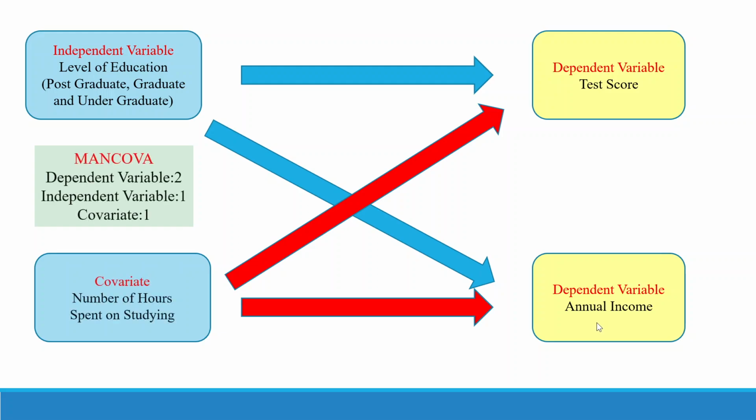The next is MANCOVA. Two dependent variables, one independent variable, and one covariate. The covariate is the term whose effect we want to control. So now what will be our objective? To study the effect of level of education on test score and annual income by controlling the effect of number of hours spent on study.